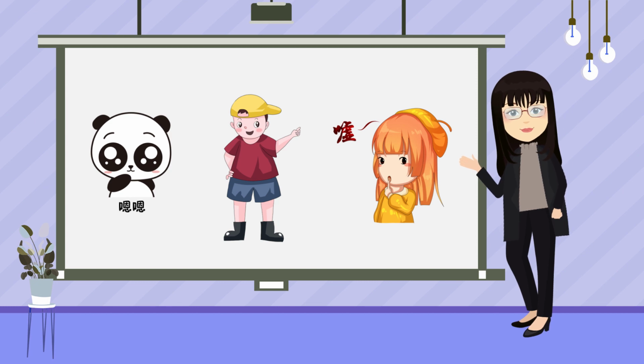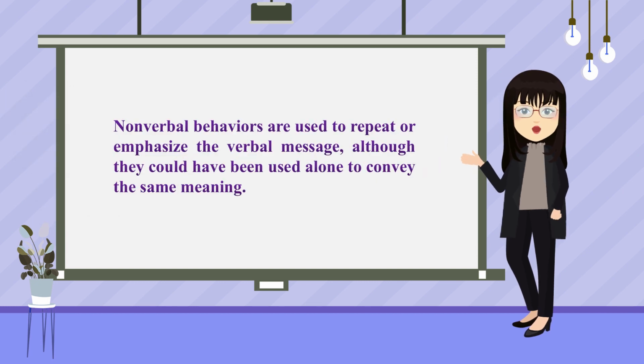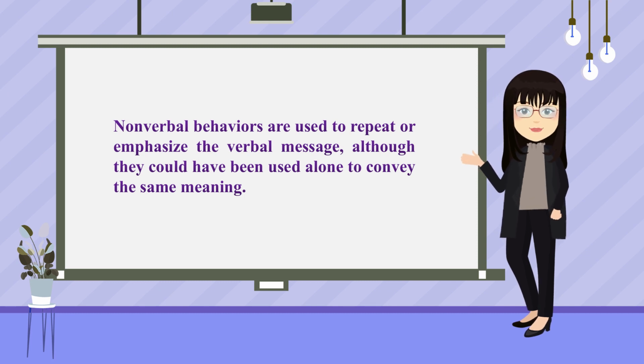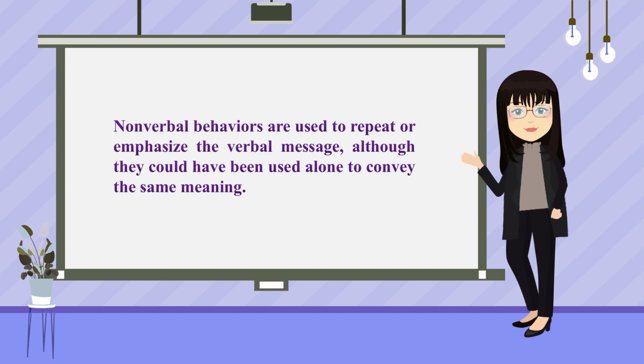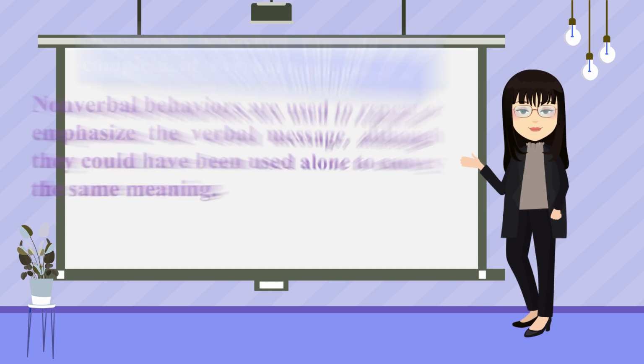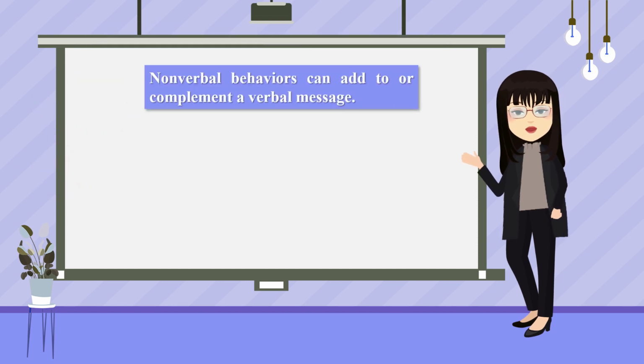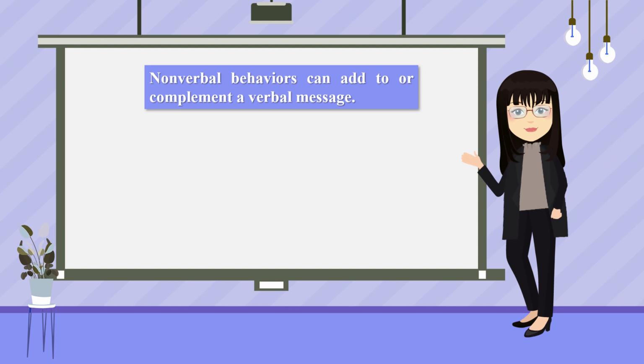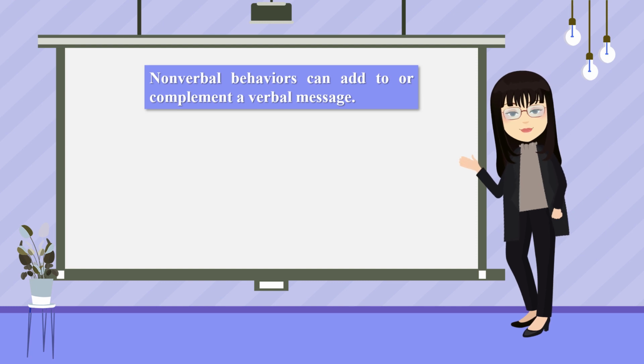In these examples, nonverbal behaviors are used to repeat or emphasize the verbal message, although they could have been used alone to convey the same meaning. The second function is that nonverbal behaviors can add to or complement a verbal message. This function is related to repeating, but not the same.